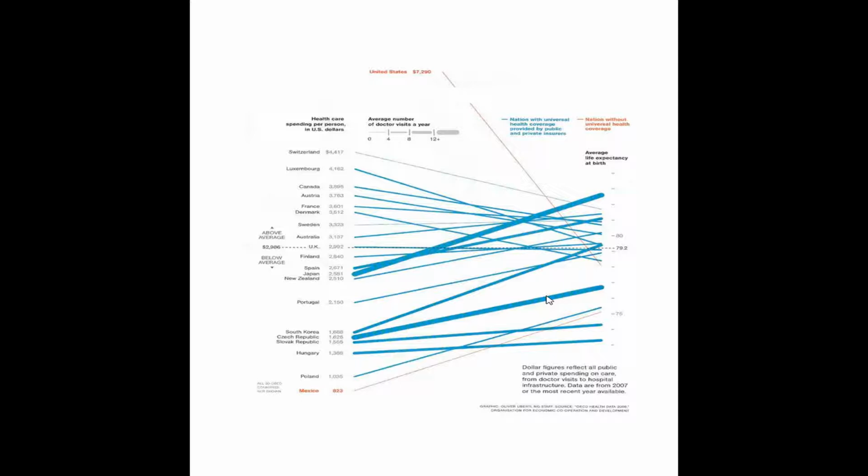The nations with universal health coverage provided by public and private insurances. Another beautiful graph. Before I end, I'd like to mention Mexico, where they pay the least amount of health care spending, but the average life expectancy at birth is around 75 years old.